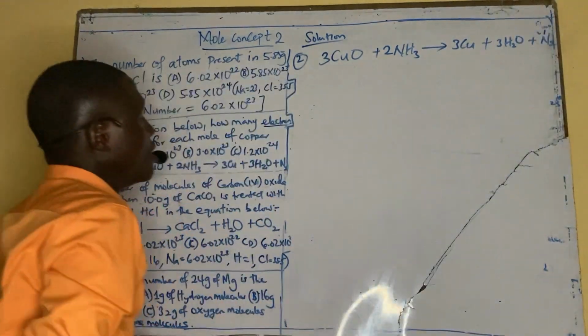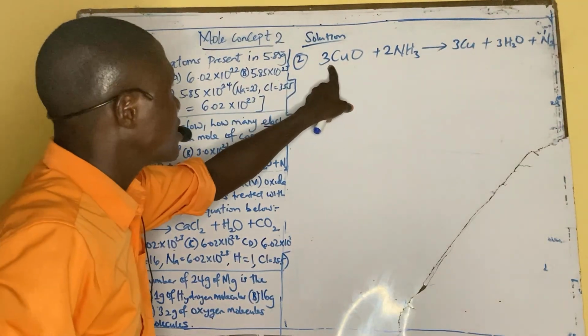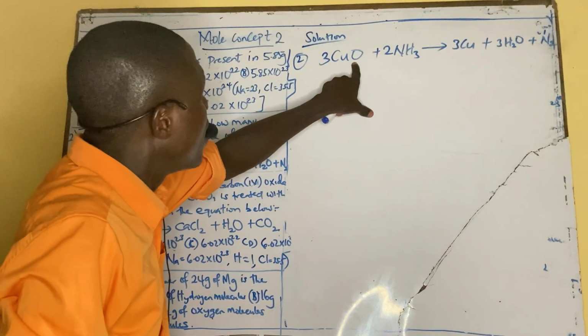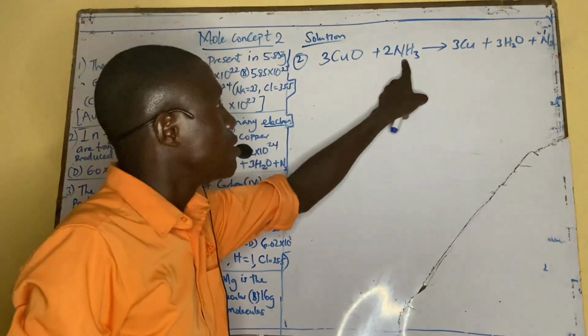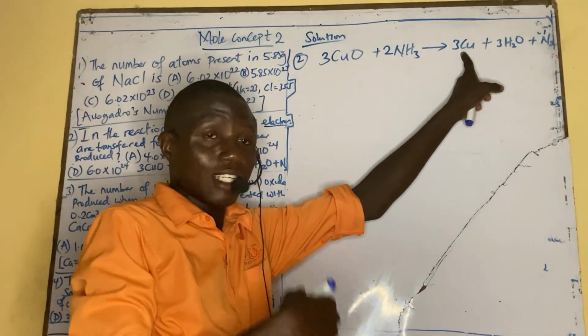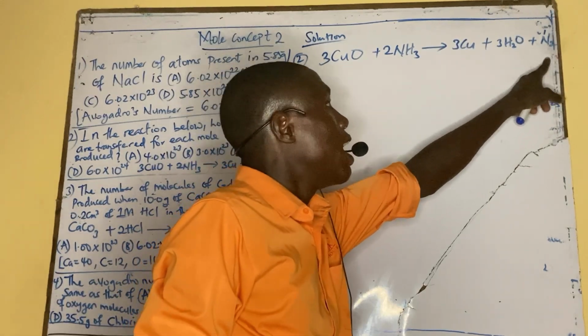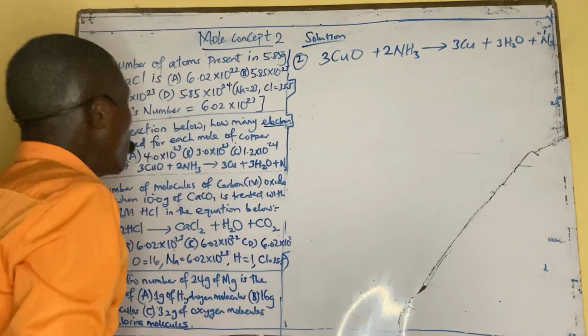Please note this. The first thing is to look at your formula. Look at this number here. It represents the number of moles used. Number of moles of copper oxide compound used is 3. Number of moles of ammonia used is what? 2. Number of moles of copper obtained after the reaction is what? 3. And the number of water and nitrogen obtained is what? 3 and 1 respectively.